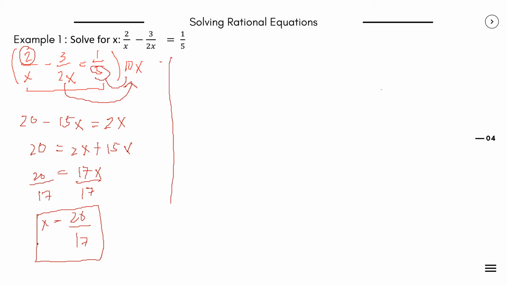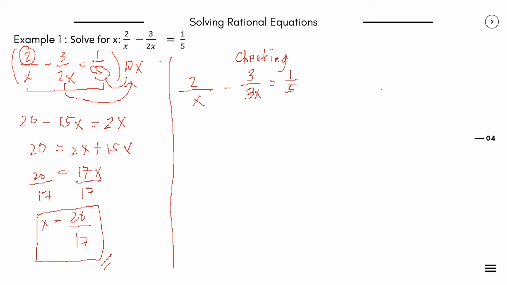When I mean checking, i-check natin siya, or i-prove natin kung tama nga ba yung value na kuha natin, or mapuprove ba na itong value na to yung equality. So, let's find out. So, let's have checking here. What we just do is use the original equation, which is 2 over x is equals to, minus pala dapat, minus 3 over 2x is equals to 1/5.